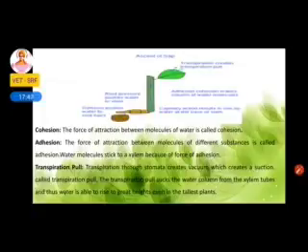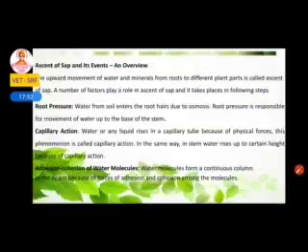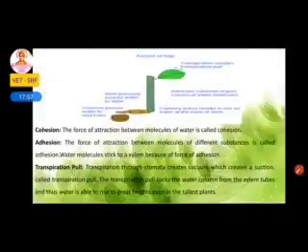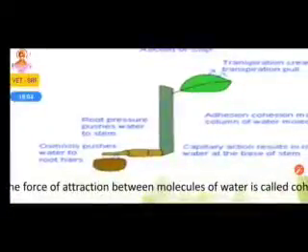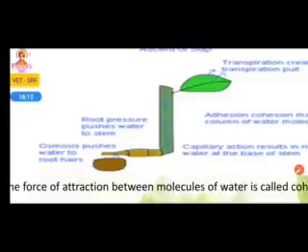So these are the events in ascent of sap. The first one is root pressure, then capillary action, adhesion and cohesion of water molecules, and then transpirational pull. In this diagram you can see the first one is root pressure. The water entering into the root creates a pressure. As a result, water moves to a certain height. The next one is capillary action. This capillary action also moves the water molecules to a certain height at the base of the stem.